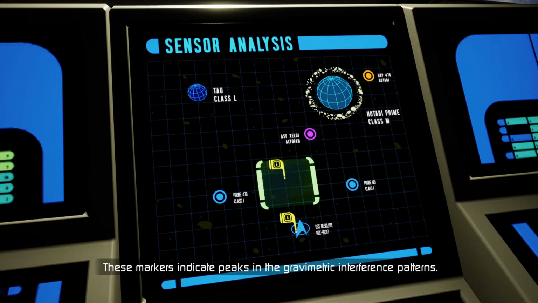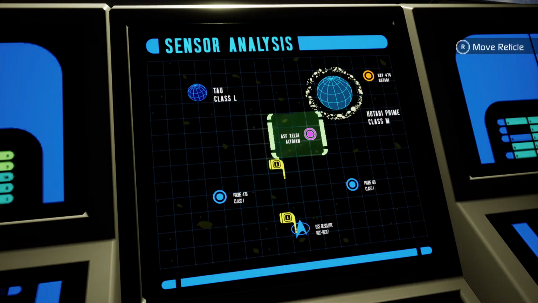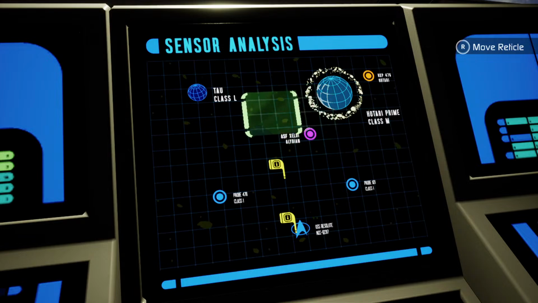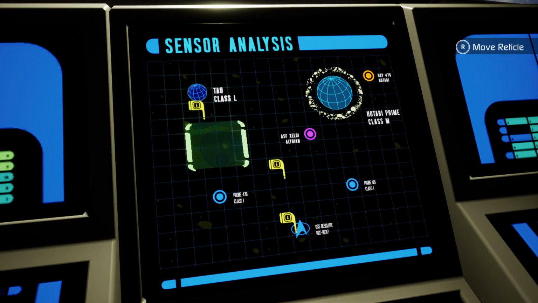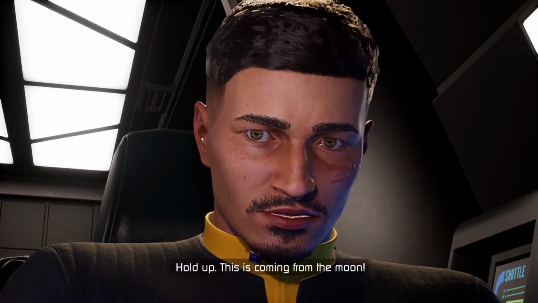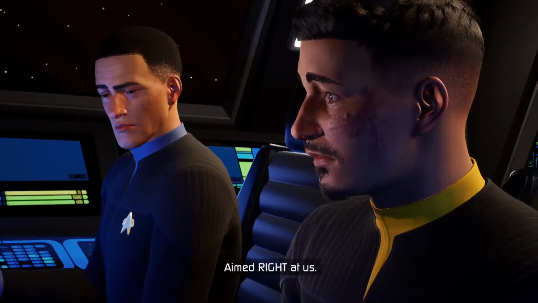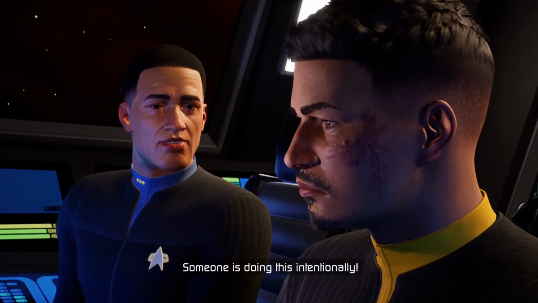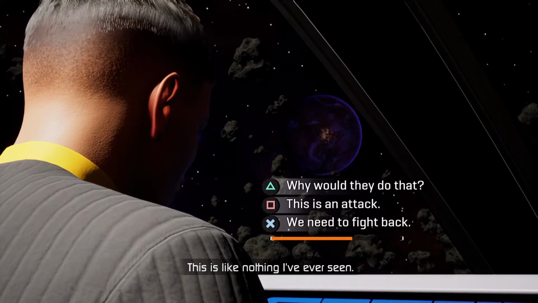We got something. These markers indicate peaks in the gravimetric interference patterns. Let's see if I can find some more. Hold up. This is coming from the moon. A beam that blocks warp travel. Aimed right at us. Someone is doing this intentionally. I don't know how they're doing it. This is like nothing I've ever seen.